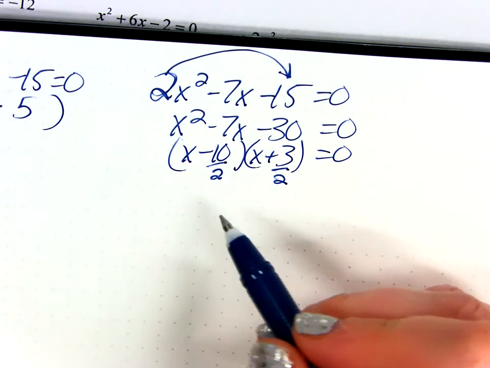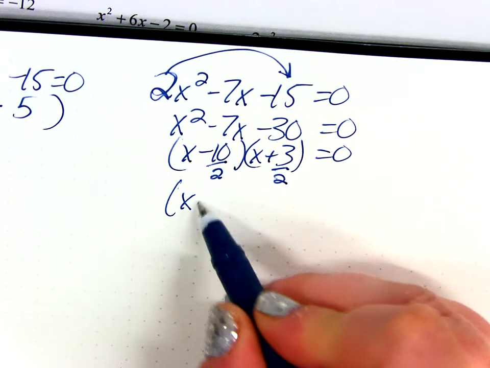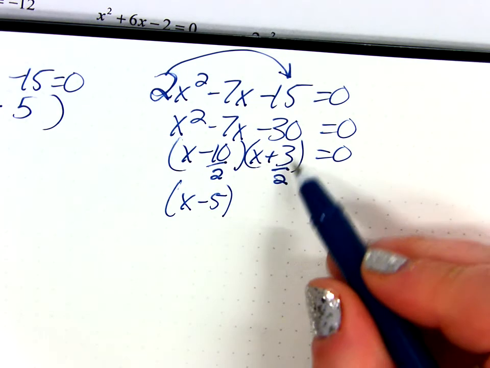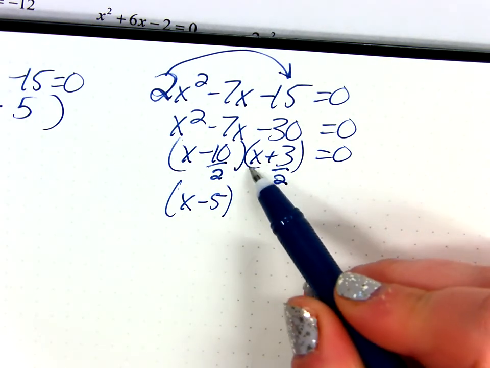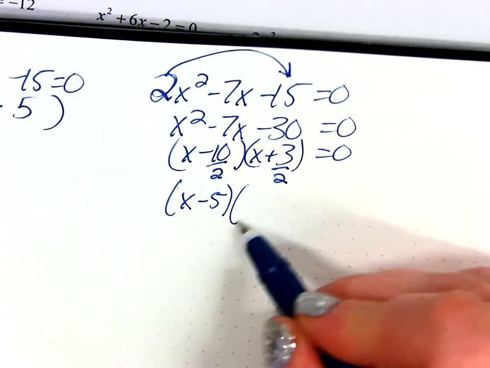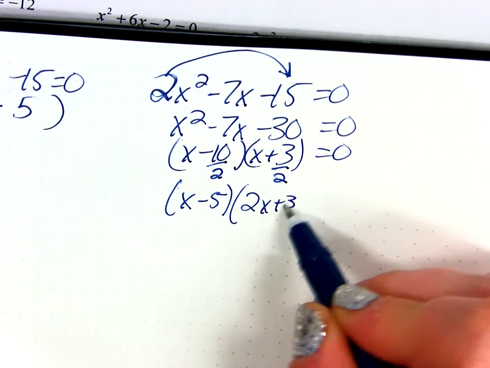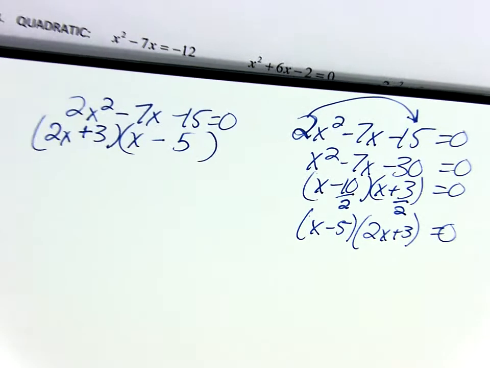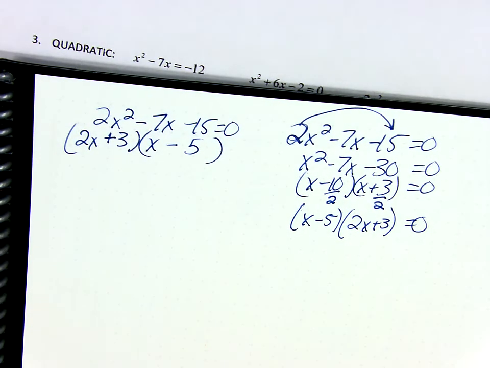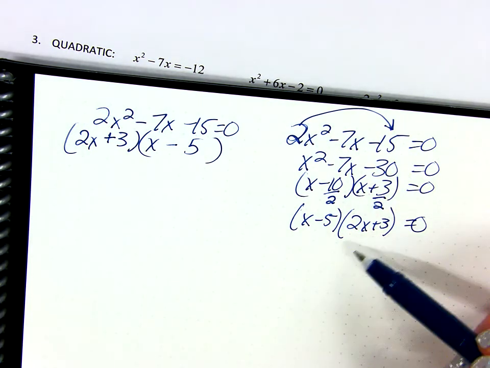Now, 10 divides by 2 evenly, so that just becomes x minus 5. This one doesn't, so that 2 right there, you sneak it around and you stick it in front of that x. So it becomes 2x plus 3. Look at that. Look. They're the same. Isn't that something? So that's a neat little sneaky way.